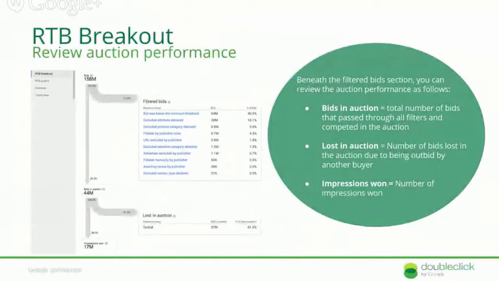There are 2 different versions of RTB Breakout. There's one for bidders, and there's one for buyers who aren't bidders. And the key difference is that bidders basically get to see some additional data about bids, essentially pre-targeting settings that are controlled by that bidder.